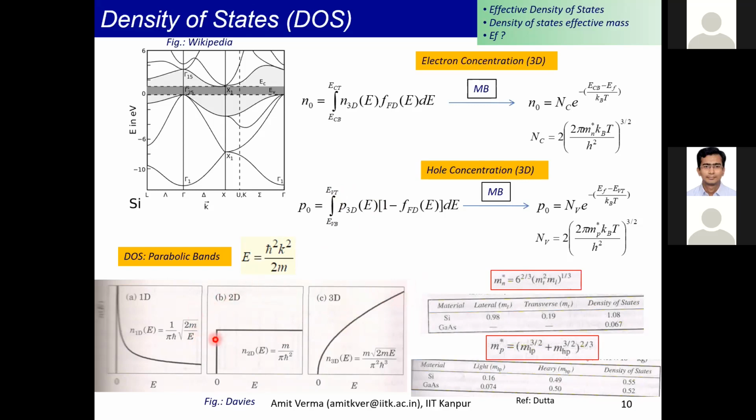Then there are two-dimensional cases, for example MoS2, or in a MOSFET, where we create an inversion layer, which is also two-dimensional, or a high electron mobility transistor, where there are also two-dimensional electron gases. In all of those cases, the density of states is a constant, m* by πħ². Then we can have nanowires, in which the density of states goes as 1 by square root of E.